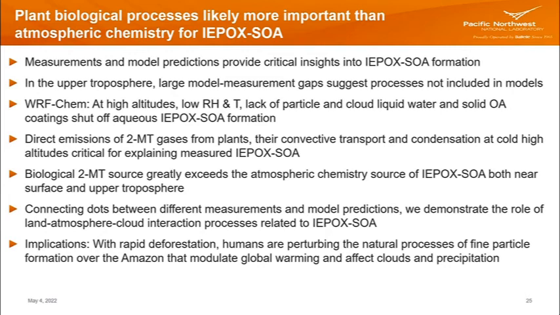And this has huge implications because methyl tetrals are just one semi-volatile gas component. There are many other semi-volatile gases. When we are rapidly deforesting places like the Amazon, we are perturbing the natural processes of fine particle formation, and these modulate global warming effects, clouds, and precipitation. If we don't even have these processes in the models, we cannot predict their impacts. This is why the connection between atmospheric chemistry, convective transport, and the processes which we can constrain and measure is really important. Thank you.